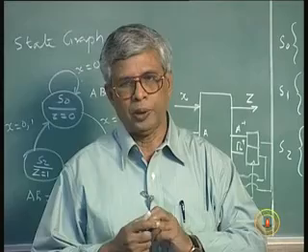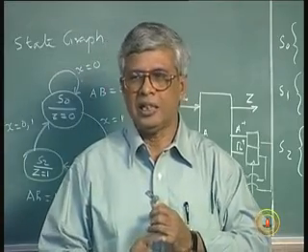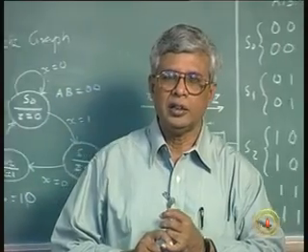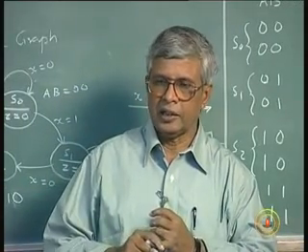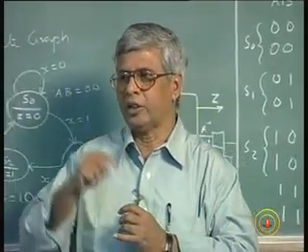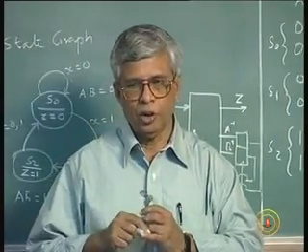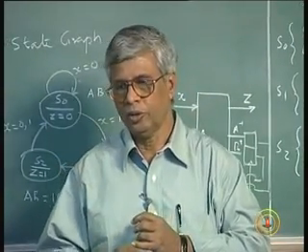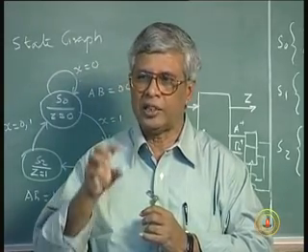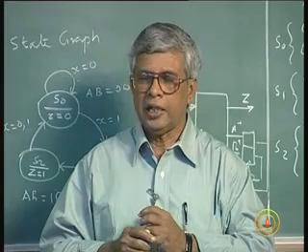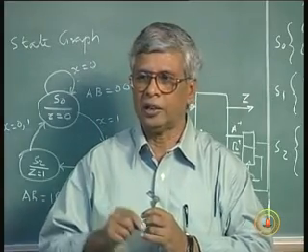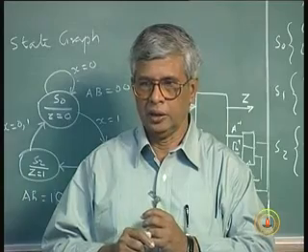There are two types of outputs possible. One is the Mealy output, where the output is defined in a particular state and an input condition. Output in state S0 when x is 0, output in S0 when x is 1. On the other hand, an output may be defined for the state alone. In state S0 the output is 0, in state S1 the output is 1. If it is defined like that, it is called a Moore machine.